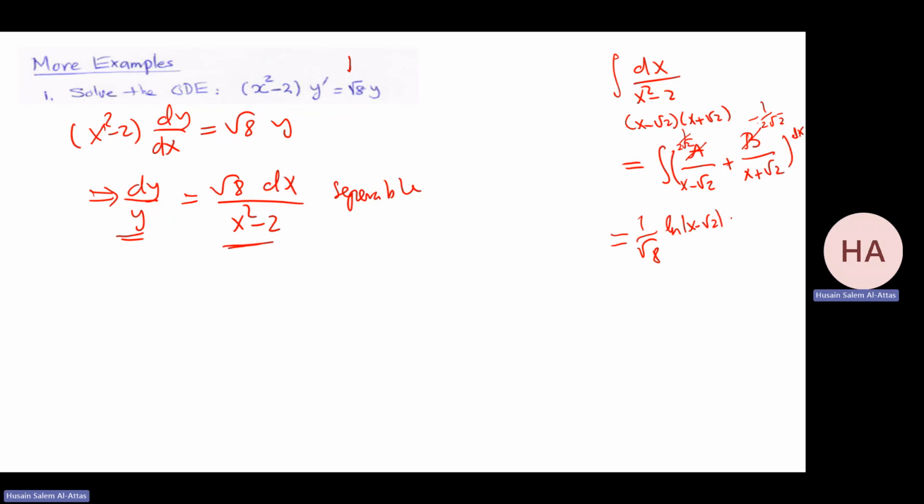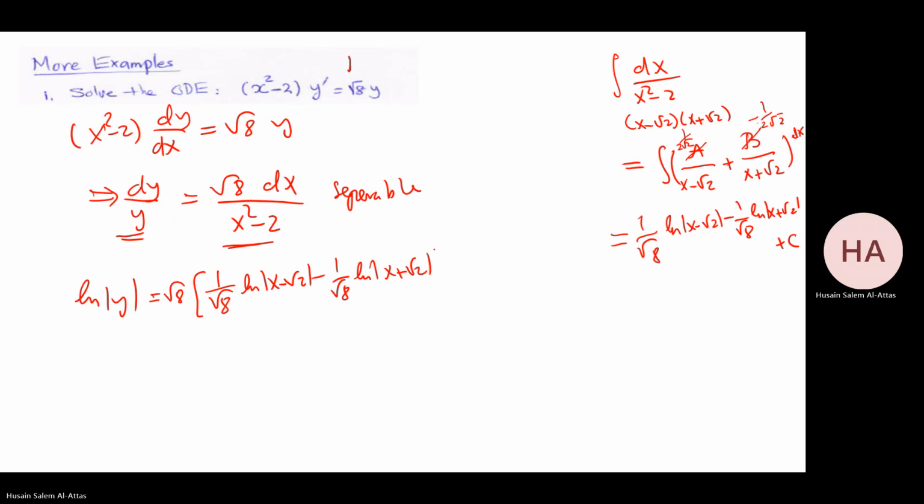x minus square root of 2 minus 1 over square root of 8 ln x plus square root of 2 plus c. Now I have ln absolute value of y equal square root of 8 times this, 1 over square root of 8, and then x minus square root of 2 minus 1 over square root of 8, and then x plus the square root of 2, plus c times square root of 8, it will be plus c. Okay. That will make it.